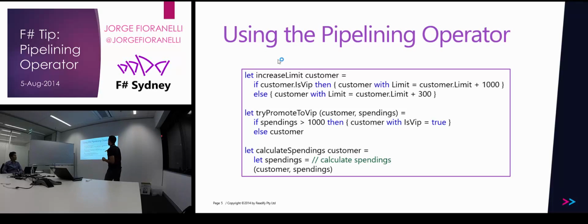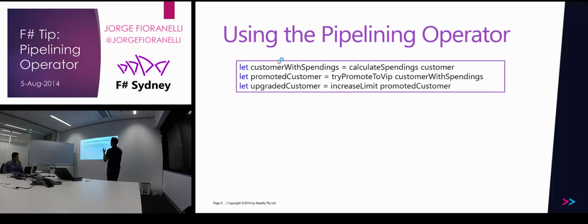So now that we have how much the customer has spent, the possibility of promoting the customer to be VIP, and increasing the limit, we can call these three functions in this way. And this is the way that you would do it in C#. You call calculate spendings with the customer, and you get the tuple with the customer and its spendings. Then you call try to promote to VIP with that tuple, and we get a potentially promoted customer. And the last thing that we do is increase the limit of this potentially promoted customer, and we get a customer that now has the limit increased.